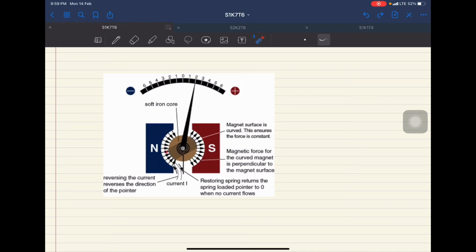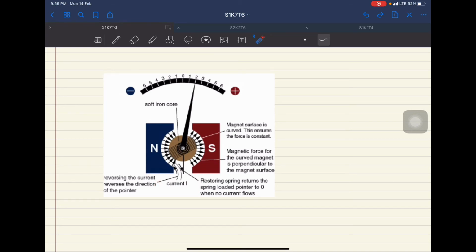So you have a coil, imagine that it is turning like that, right? And you have a spring. This is like a circular spring that tries to produce a force in the opposite direction to the motion of the needle. You can see it is written here, the magnetic surface is curved. This ensures the force is constant. The magnetic force for the curved magnet is perpendicular to the magnet surface, and the restoring spring returns the spring-loaded pointer to 0 when there's no current flow. Reversing the current reverses the direction of the pointer.